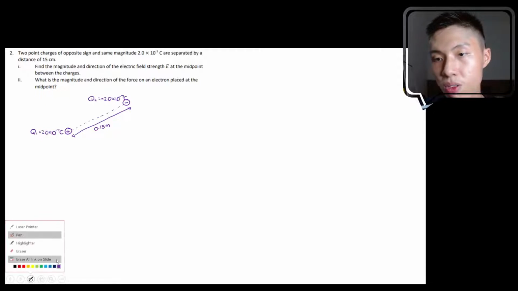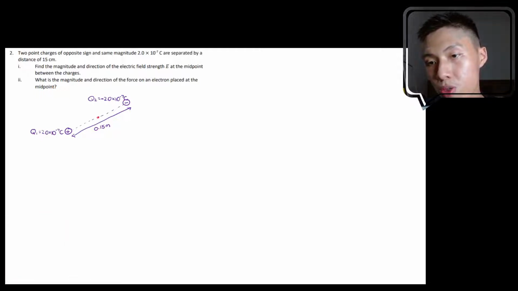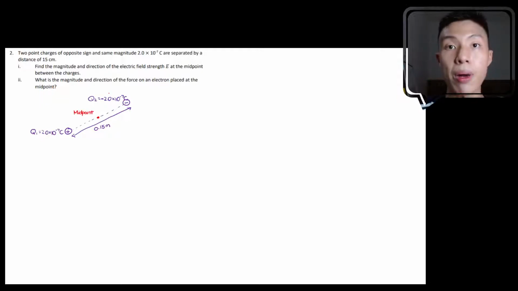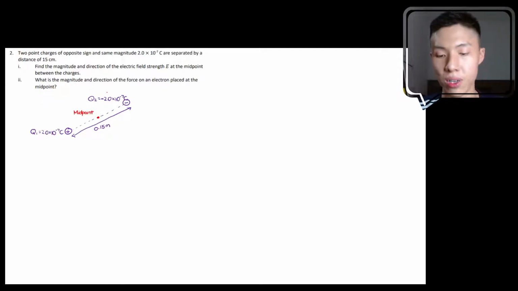Okay, so this is the situation that we have right now, and they ask you to find the magnitude and direction of the electric field strength at the midpoint. So the midpoint is over here. This is what we call the midpoint. Over here, there will be an electric field, but what produces it? Well, you see there's a point charge Q1 over here. So Q1 will produce an electric field around Q1. The midpoint is a position that is around Q1, so the midpoint will have an electric field produced by Q1.